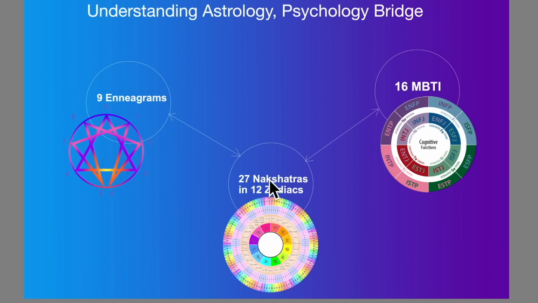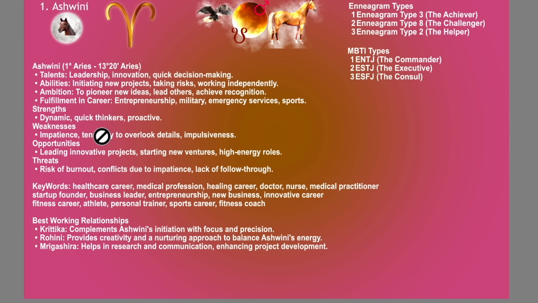So there'll be basically 27 videos, one for each. This is the introduction part of every video. And how we are going to cover that is by taking a standard format. This is for Ashwini Nakshatra, for example, where we are going to discuss the talents, abilities, ambition, and fulfillment in career first. Then we are going to do some SWOT analysis, strengths, weaknesses, opportunities, and threats, for each from a personality perspective. Then we are going to have some keywords discussing the different career possibilities for such nakshatras, especially if it's the Lord of the D1 or the D10.